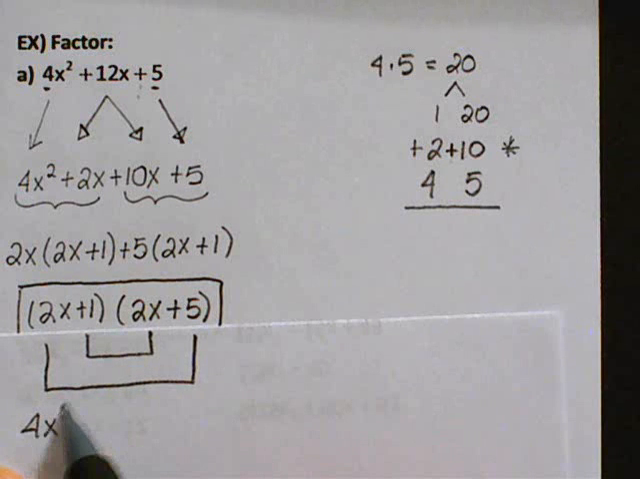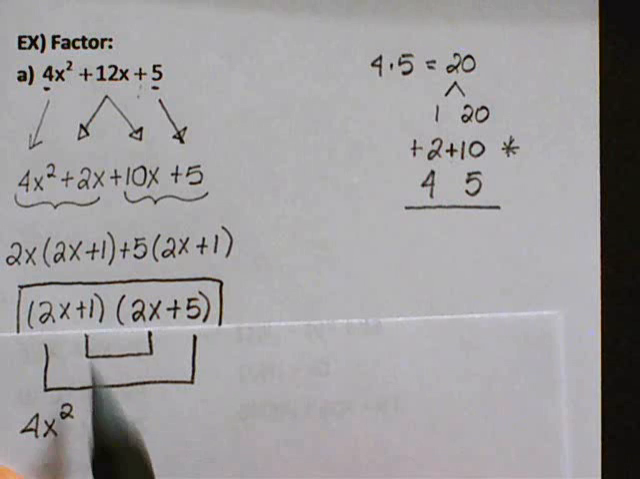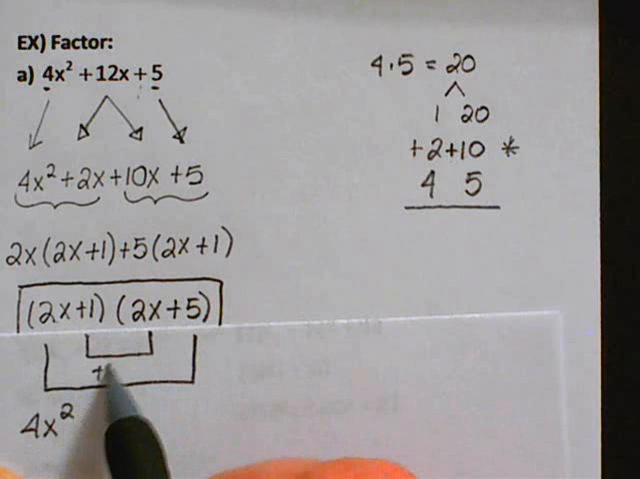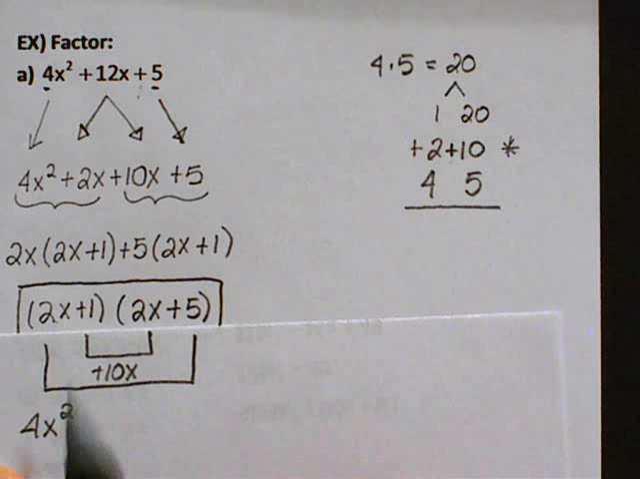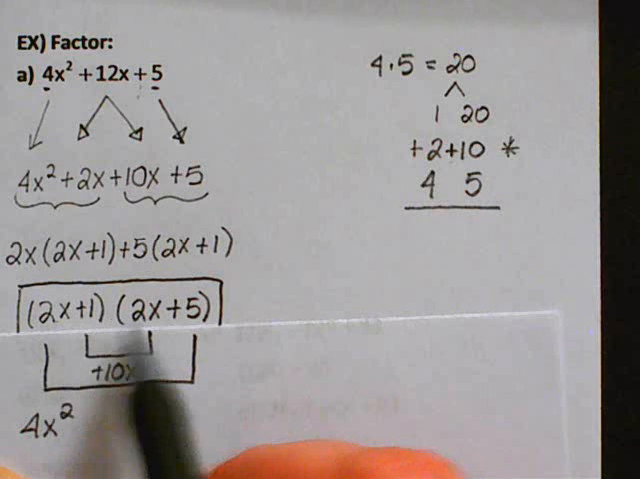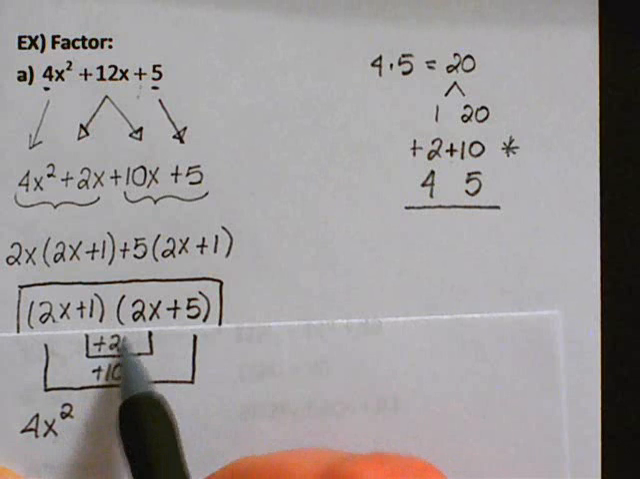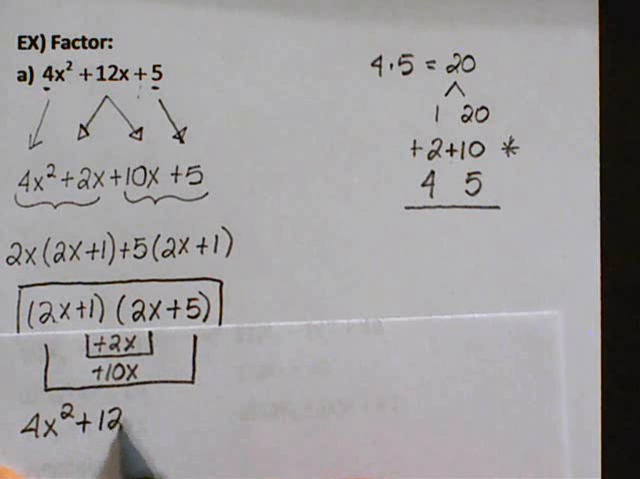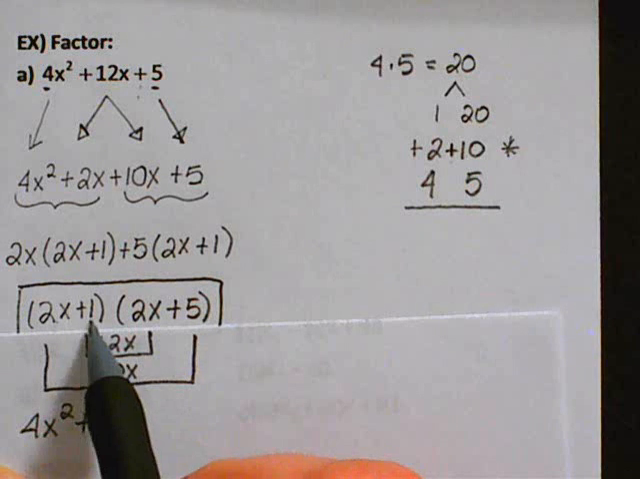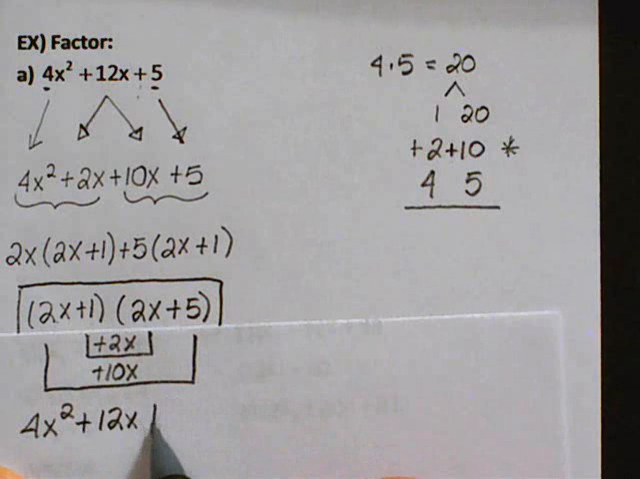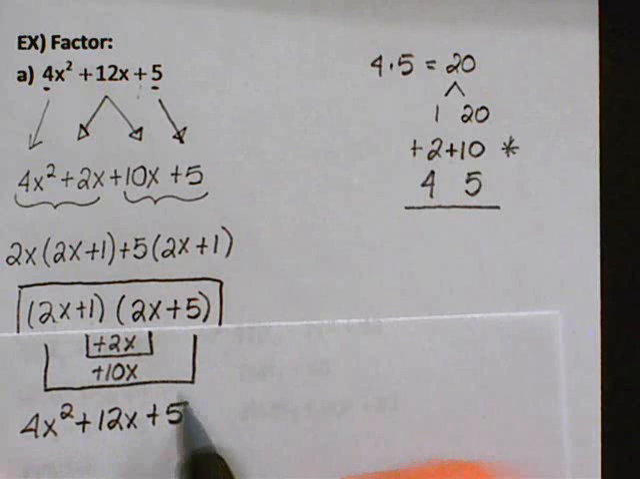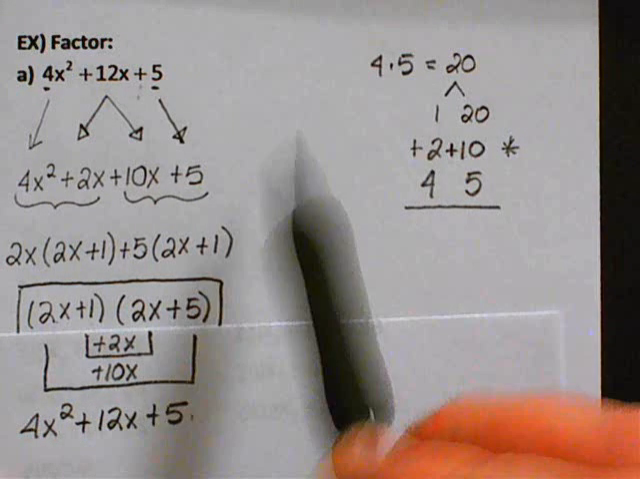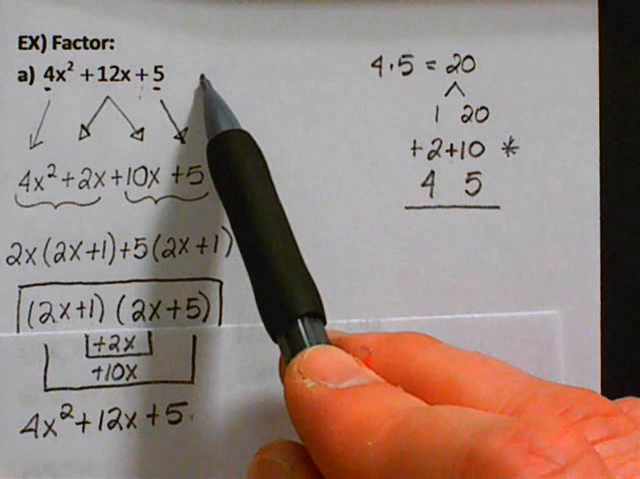Then you do the outsides. 2x times 5 is 10x. And then you do the inside, so 1 times 2x is 2x. So you combine those, this would be 12x. And then you multiply the last times last will give you 5. So if you notice, we got the original problem that we started out with. So that tells us that our answer is correct.